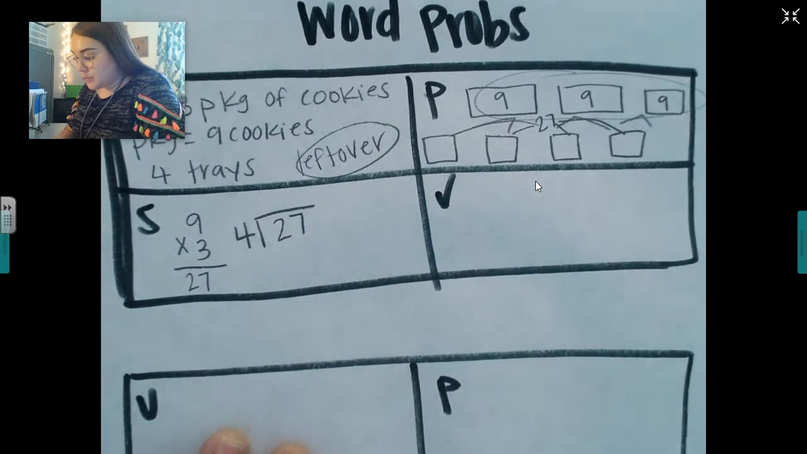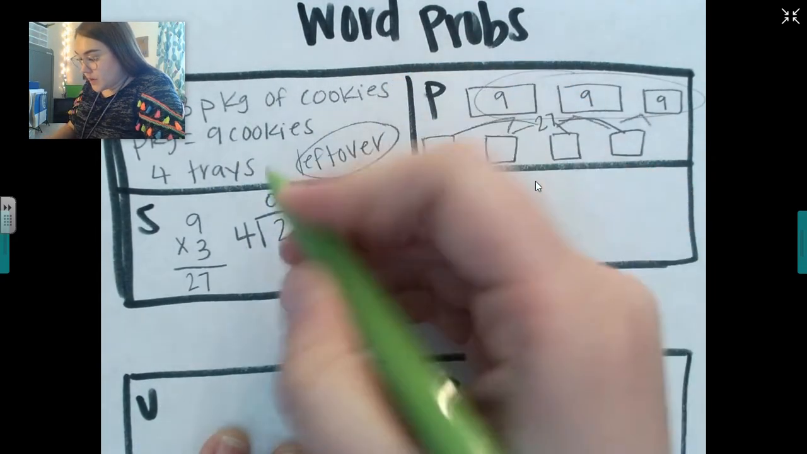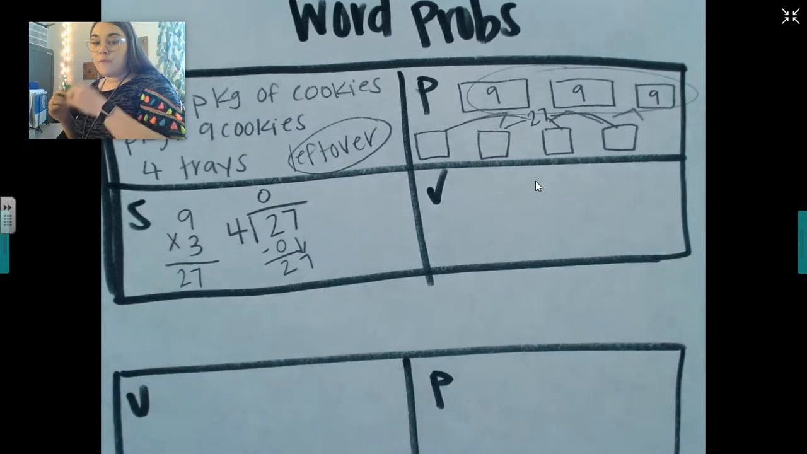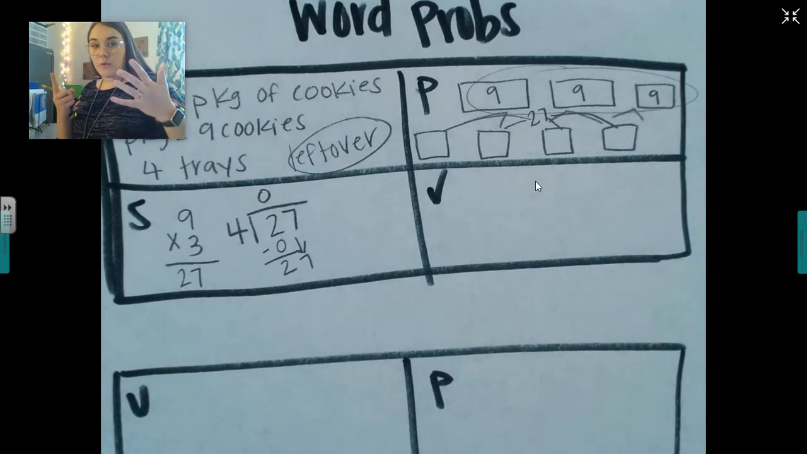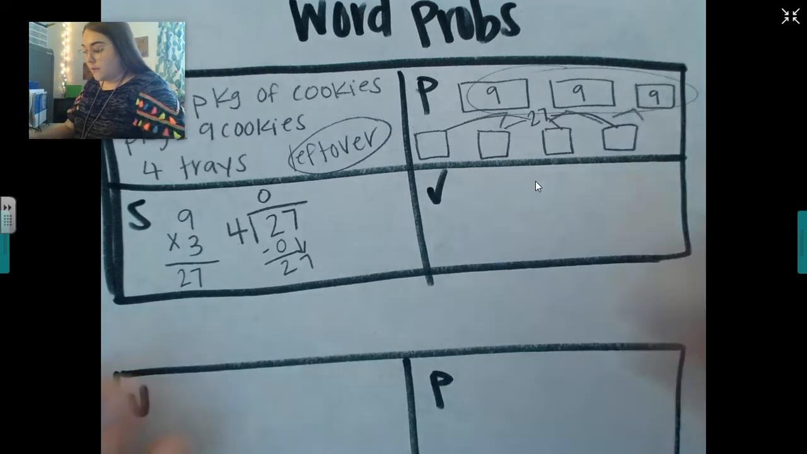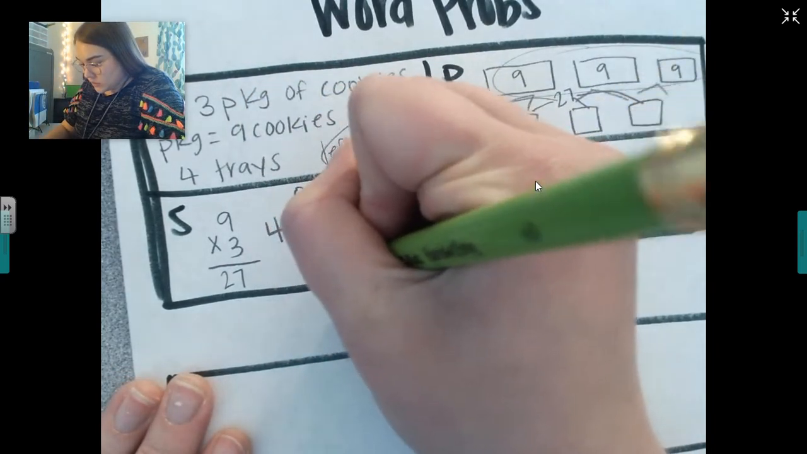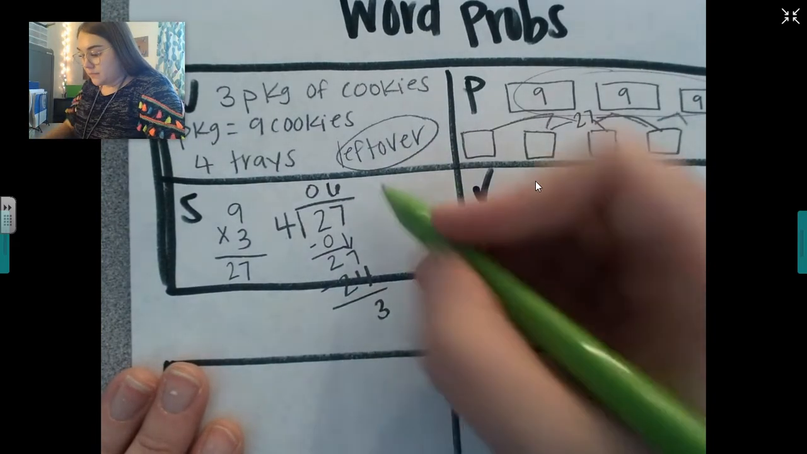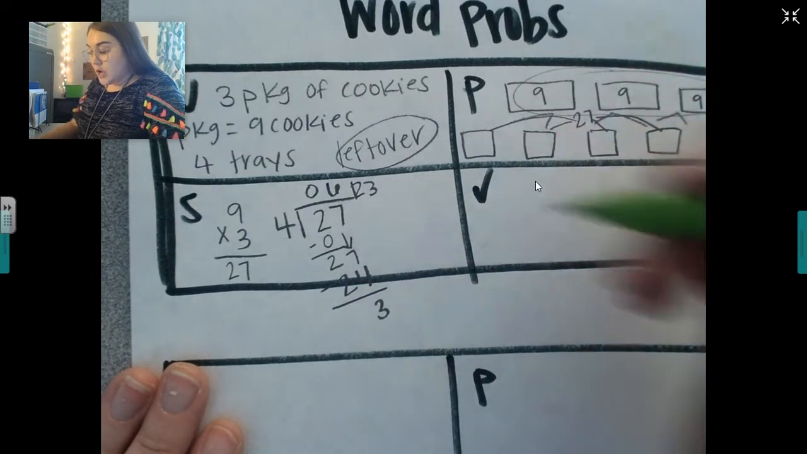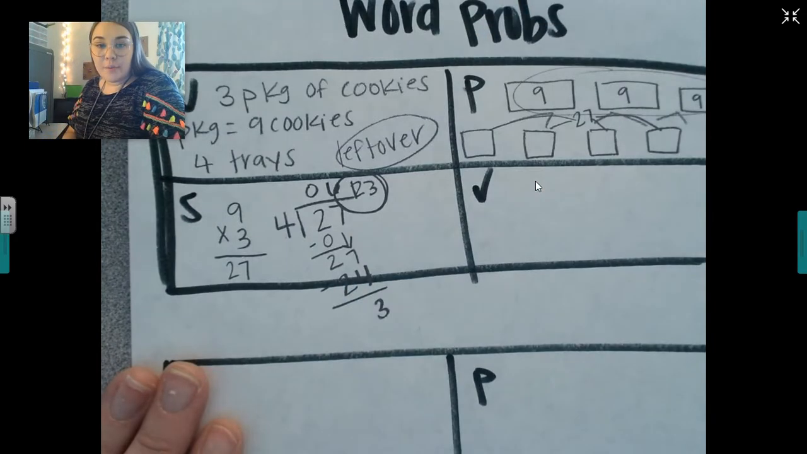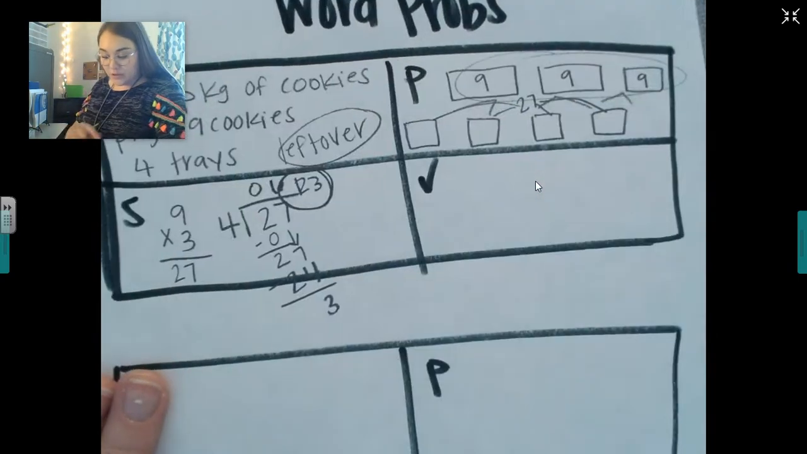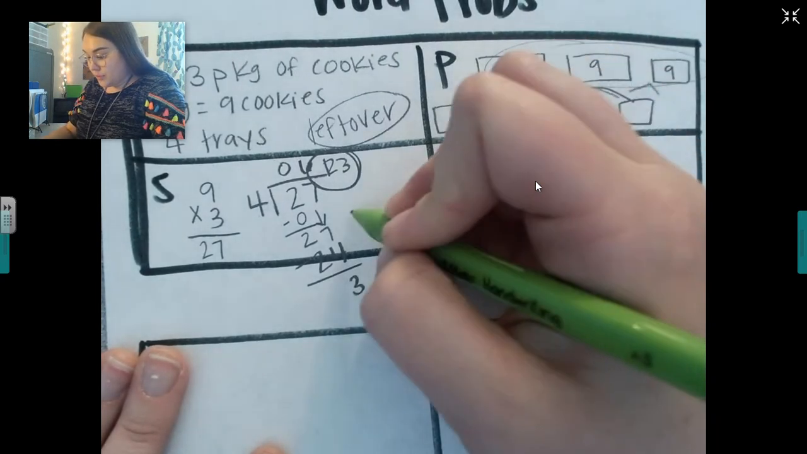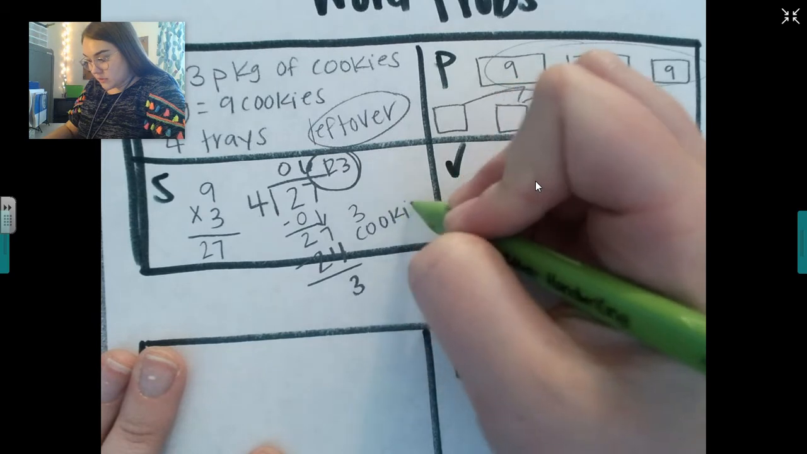All right, 27 divided by 4. Can 4 go into 2? No. So how many times can 4 fit into 27? So 4, 8, 12, 16, 20, 24, 28. So I can only fit it in there 6 times. So how many cookies does she have left over? She has 3 cookies left over because that is how many cookies did not fit into the pan evenly. That is your remainder. So we have 3 cookies.